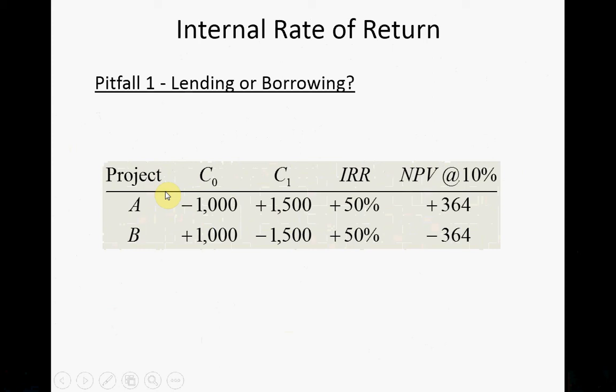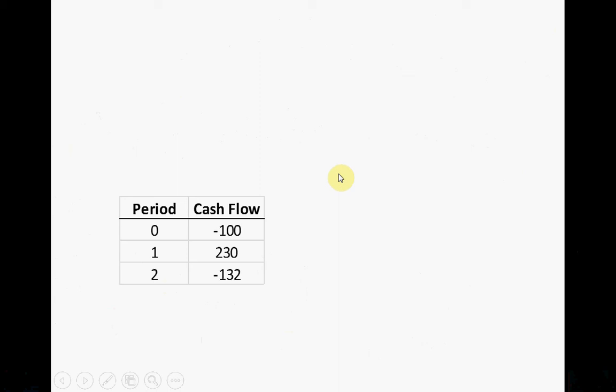So if you look at these two projects, project A is for lending. You deposit money first, and then you receive money later, so you would have a positive 50% IRR. Project B is about borrowing. You get money first, and then you pay out money next, so you also get an IRR of positive 50%. So you have the same IRR no matter whether it is lending or borrowing, but if you look at the NPV with a 10% cost of capital, you would have a quite different answer.